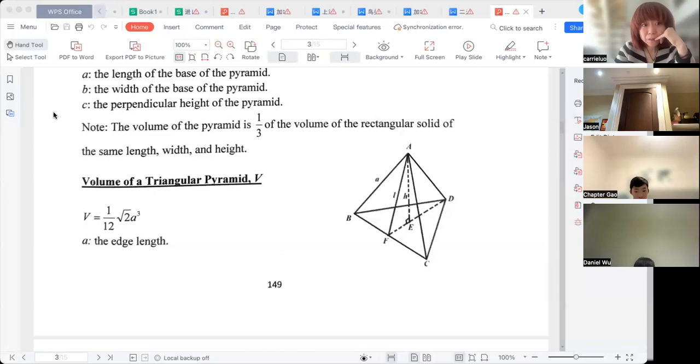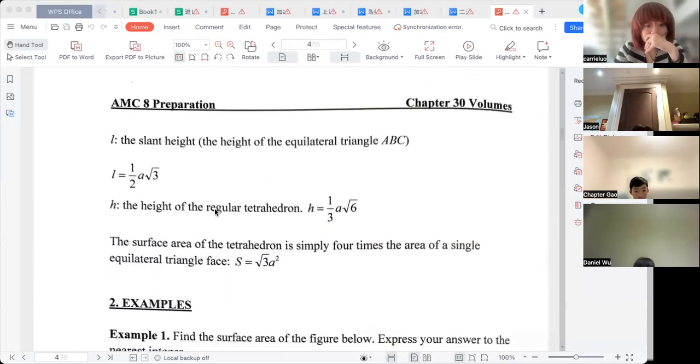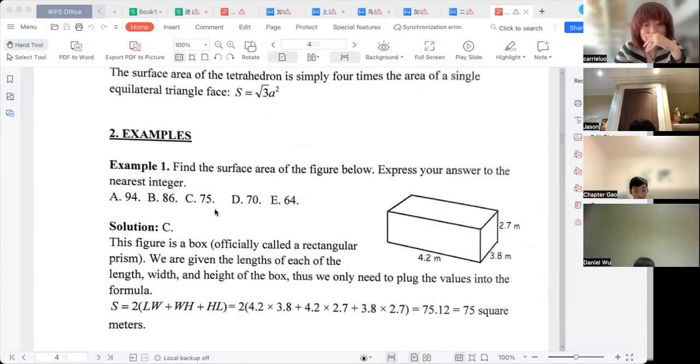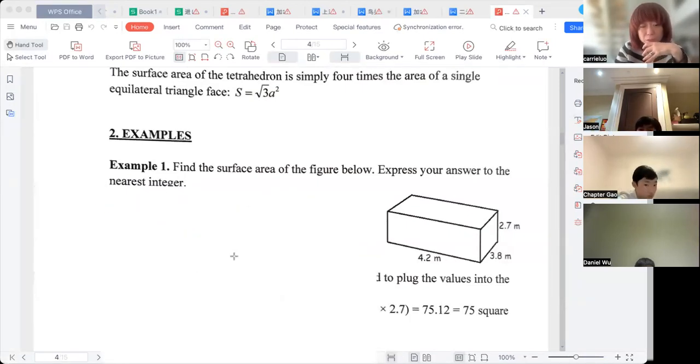OK，抄好了吗？ 好了。 Yeah, okay, so let's take a look at the example. The first one is very easy. Find the surface area of the figure below. Okay, so Danielle, this question is very easy. I know you can do it and everybody can do it. So please calculate it and tell me what the answer is. 我们不看选择项，我们直接告诉我答案。Okay, find the surface area of the figure below. Express your answer to the nearest integer.